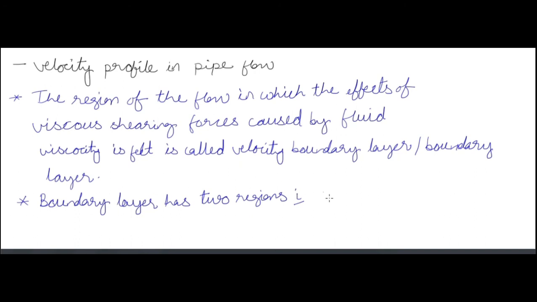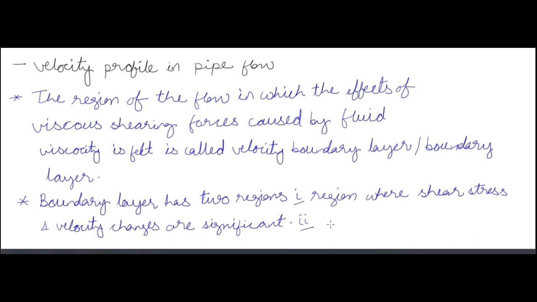So boundary layer has two regions. First, the region in which shear stresses and velocity changes are significant. And second, the irrotational flow region, in which velocity changes and friction forces are negligible.